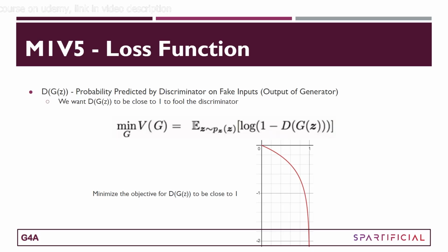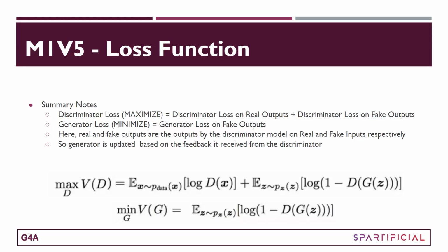Okay. And accordingly, it's going to send the feedbacks not only to the discriminator but also to the generator part. Here is the summary notes that you need to take for this loss function. The aim of the discriminator loss is to maximize it. And it's going to be done by combining two losses, one for the real outputs and one for the fake outputs. What are these real outputs and the fake outputs?